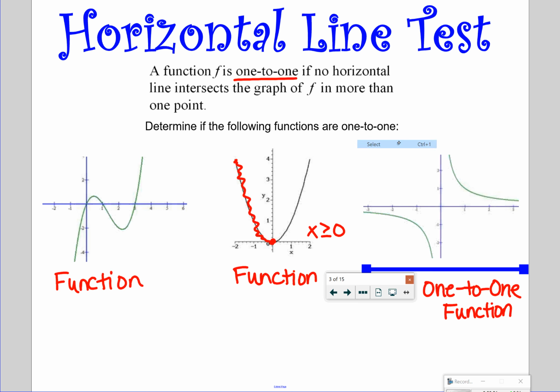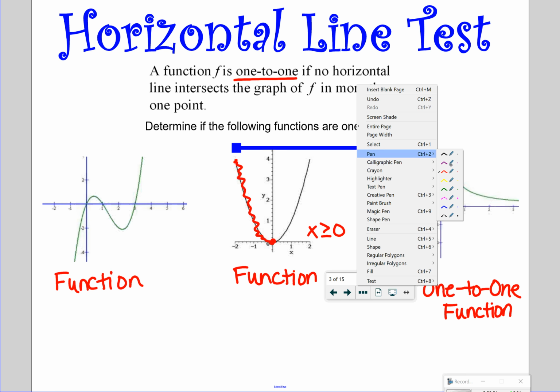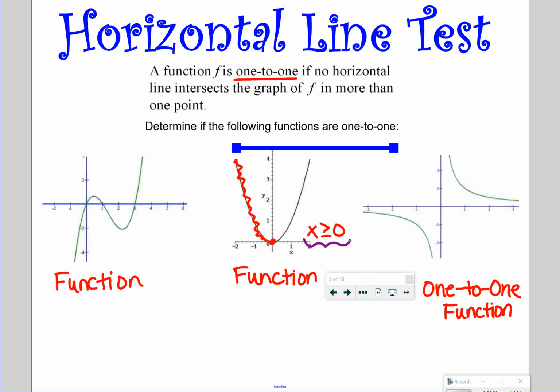Now, if I do my horizontal line test, it passes if I'm not looking at that left side. So you're going to see some things like that pop up in some of our problems where next to an equation you might have something like this, and that's just restricting the domain so it makes sure that our function is invertible. It has an inverse.